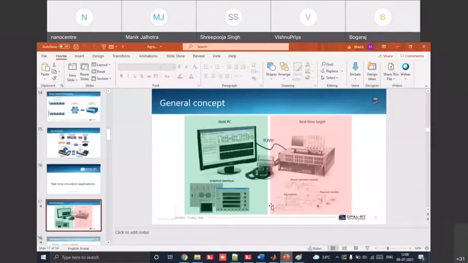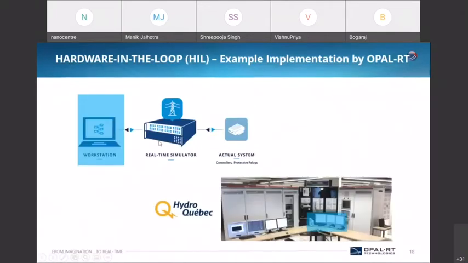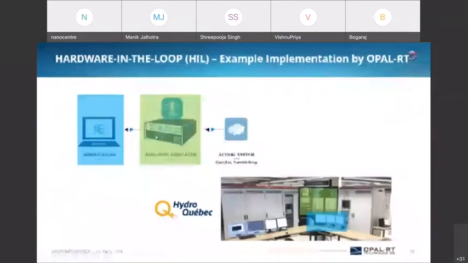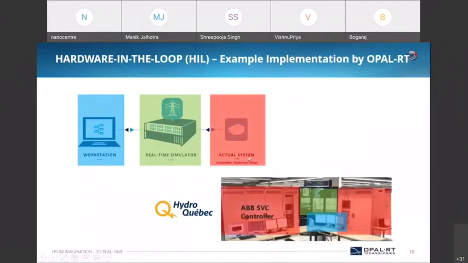Coming back to the presentation, this is what I am trying to show you. We have a workstation, and a LAN cable transferring the entire information from the workstation to the real-time simulator. Say for example, in the real-time simulator we have developed a grid, and the controller of this grid is in the actual hardware for us. So this is the actual system for us.